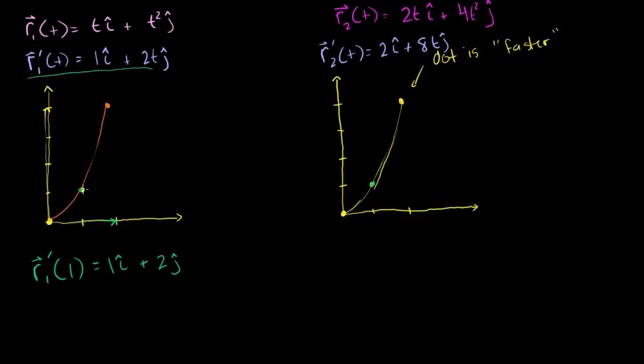So at this point, the derivative of our position vector function is going to be 1i plus 2j. So we can draw it like this. 1i is like this, and then 2j is like that. So our derivative right there, I'll do it in the same green color that I wrote it in, is going to look like that.